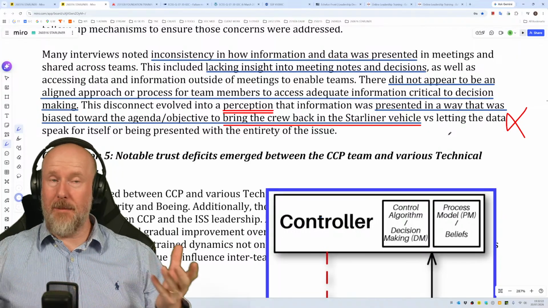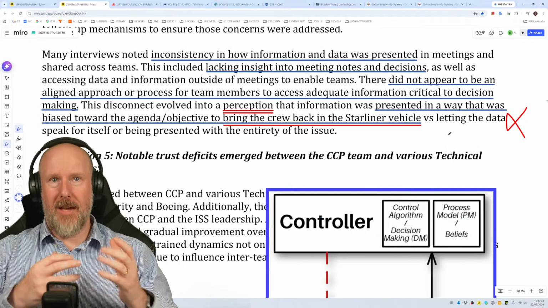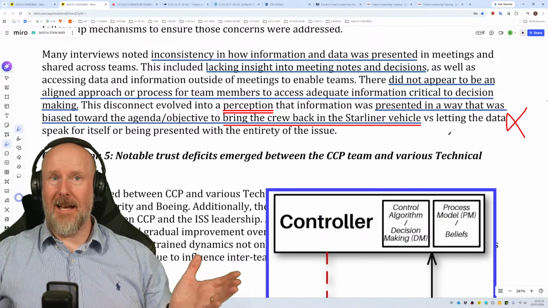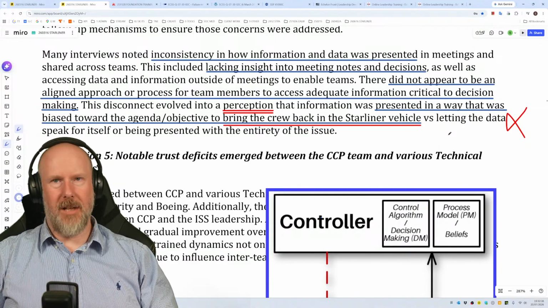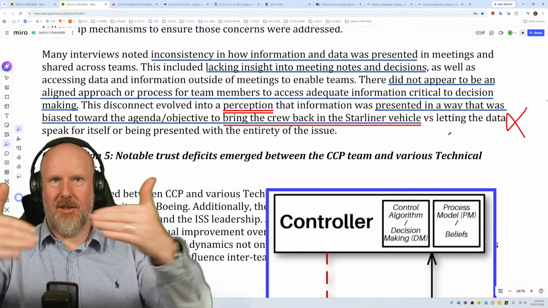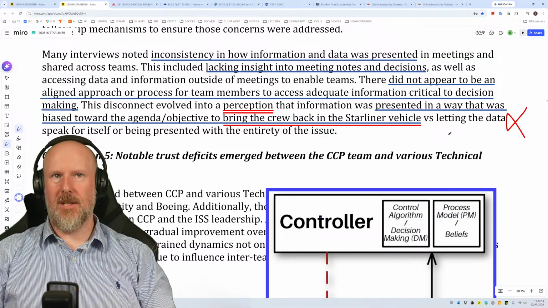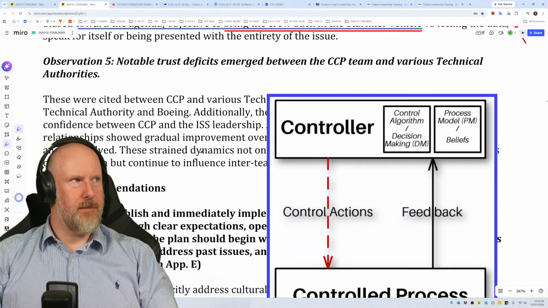But likewise, they might be trying to do this to expedite the decision-making process, but they've done it in a way that's undermined trust. So they might be trying to do the best thing they can, but likewise, that could be perceived in a negative light, especially if there is a perception of ulterior motives, such as, we need to get the crew back in the Starliner vehicle. That's the end. That's the answer. That's the predetermined objective, without really thinking about the technical implications and safety implications of that and the evidence that is available and the risk involved.